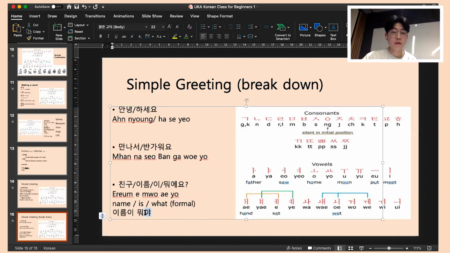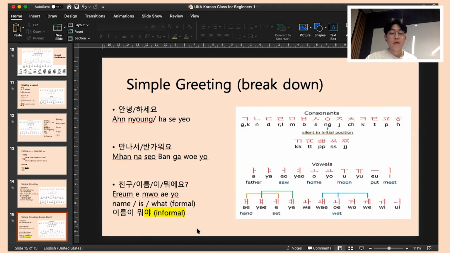So the informal way has the 야 at the end. So 뭐 comes here. What is name? You know, informal expression. Yep.